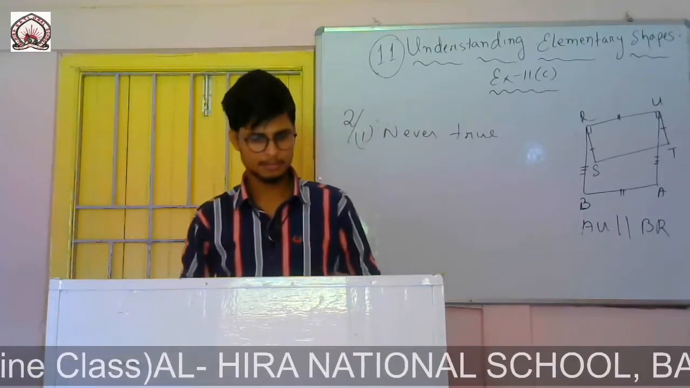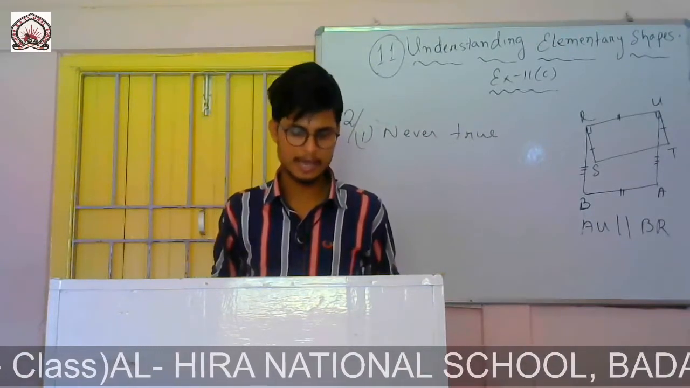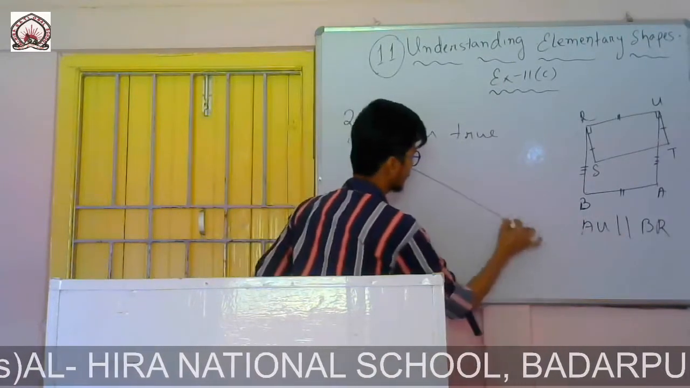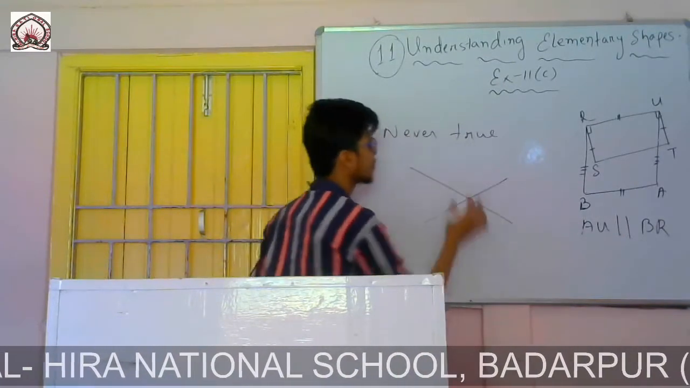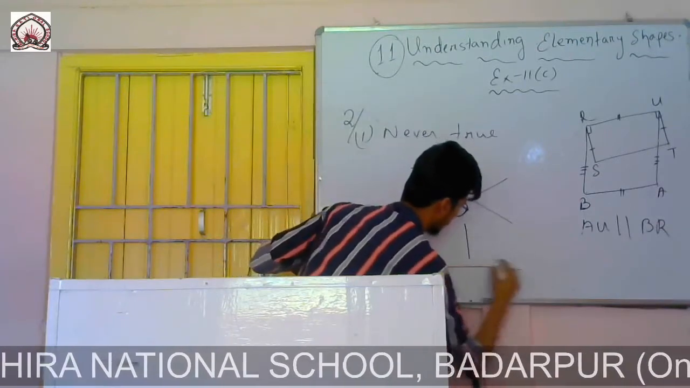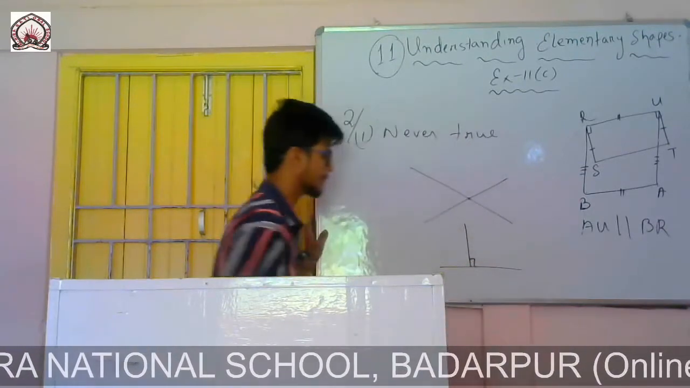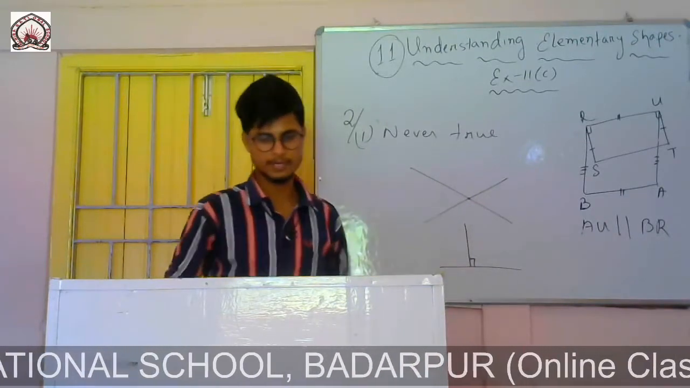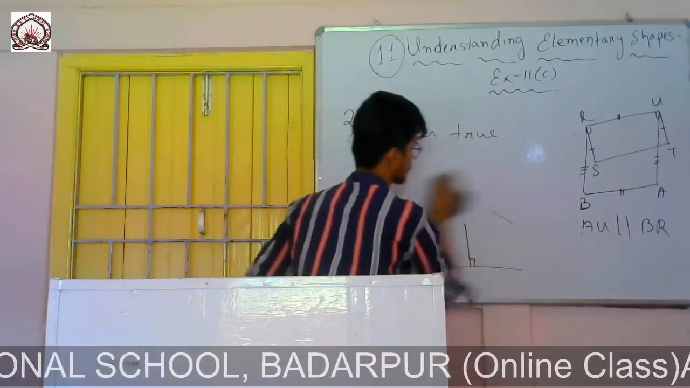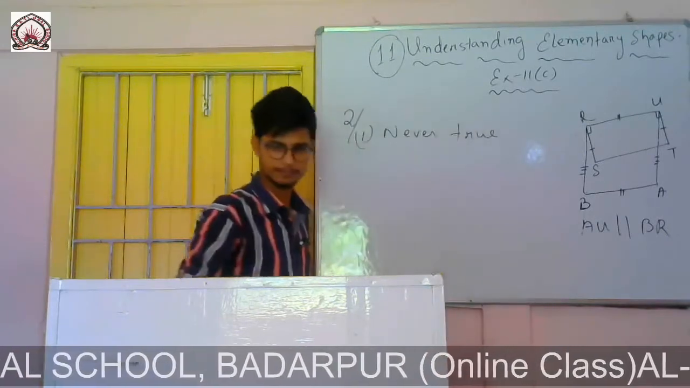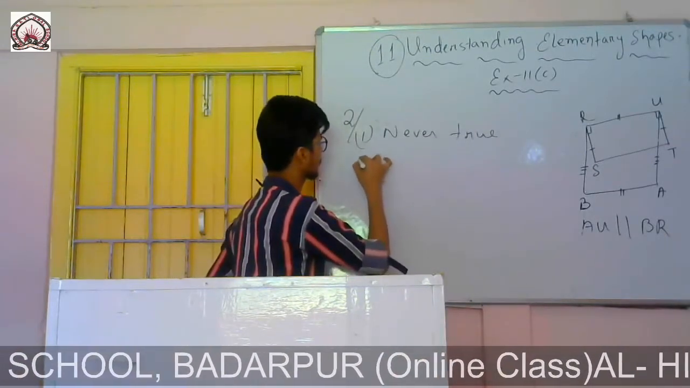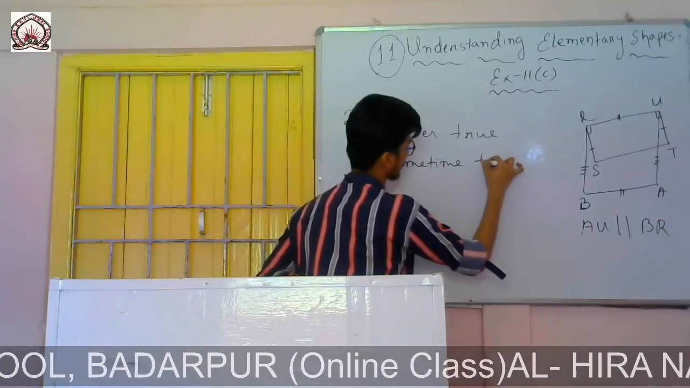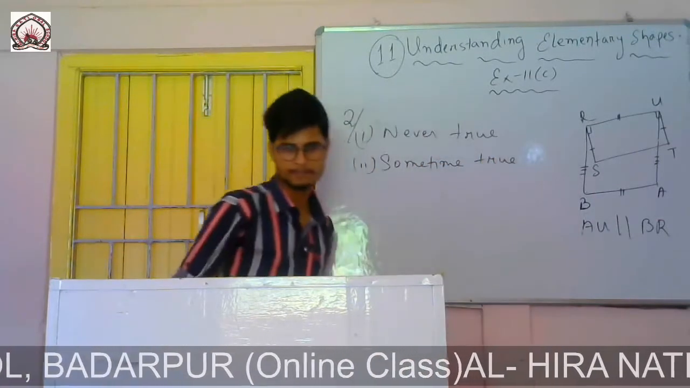Then Roman number 2, intersecting lines are perpendicular. Yes, this one can be correct, but not always. If two intersecting lines are like this, then they are not perpendicular. But if two lines intersect like this, then they are perpendicular. That means sometimes it is true and sometimes it may not be true. So we can write sometimes true.